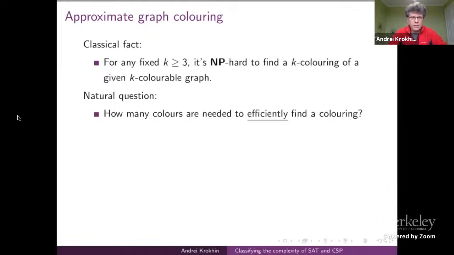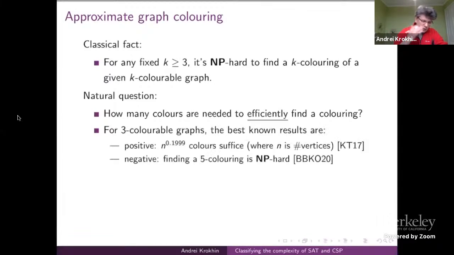So the natural question is this: okay, you cannot find the k-coloring. Now, how many colors do you need to efficiently find the coloring? And here's the state of the art for 3-colorable graphs. These are the best known results. The positive result is this: we need roughly n to the power 1/5 colors, where n is the number of vertices in the graph. So it's not even a constant, it's some polynomial function in the number of vertices. That's the best positive result that we have, by Kawarabayashi and Thorup.